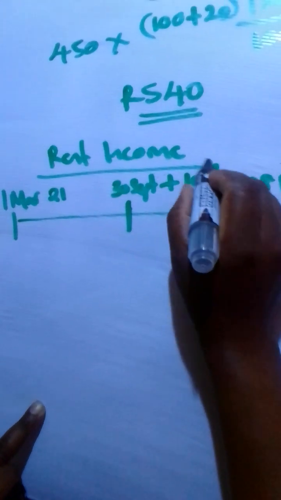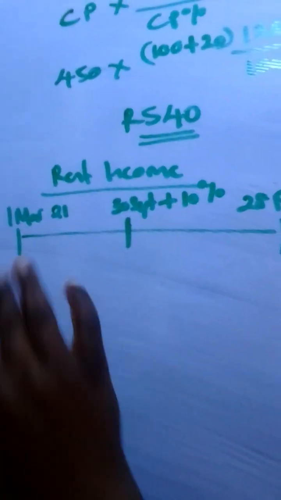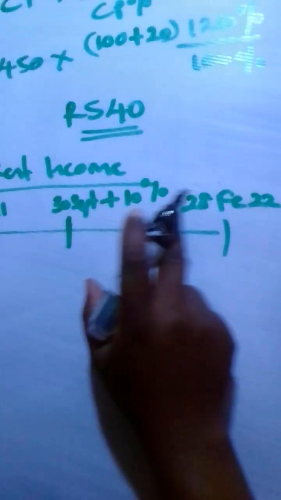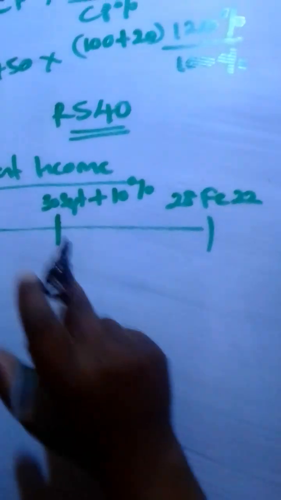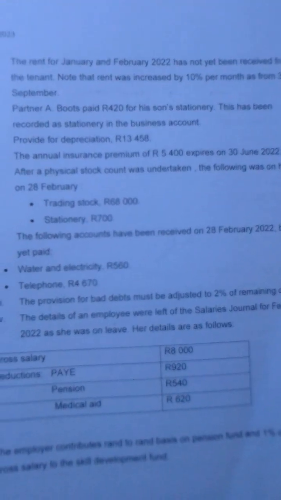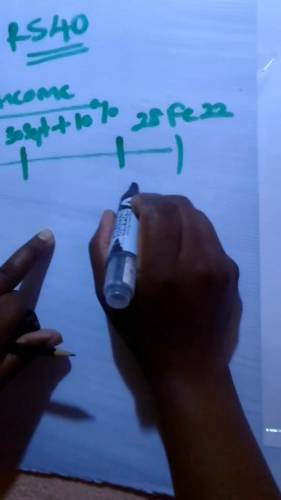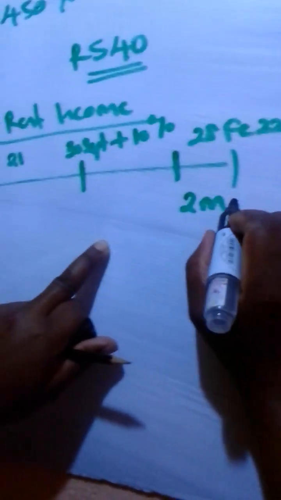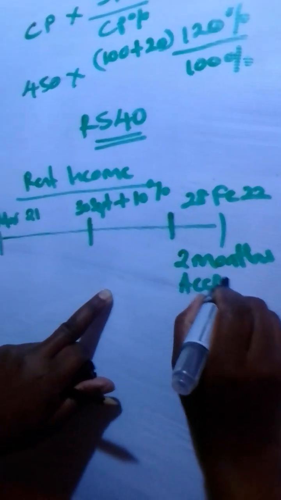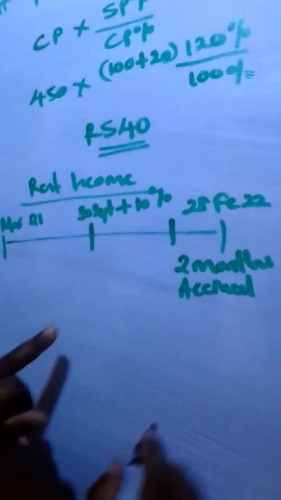So we're going to say plus 10% here. 1 March to 28 February. 30 September, that's when the rent is being increased by how many percent? 10%. And then we are also told that the rent for January and February was not received. So we have got accrued income. January is somewhere here, so from January up to February, these 2 months, we have accrued income.